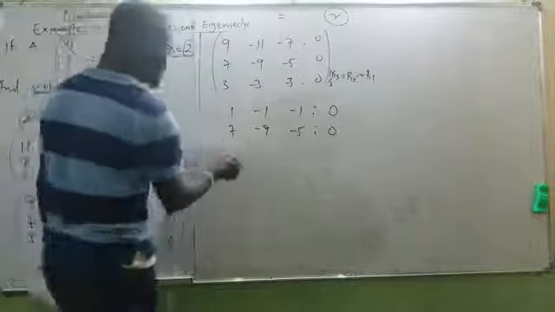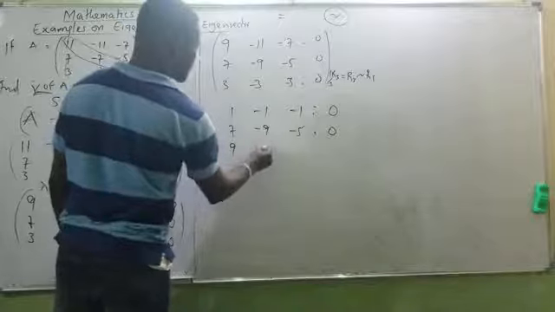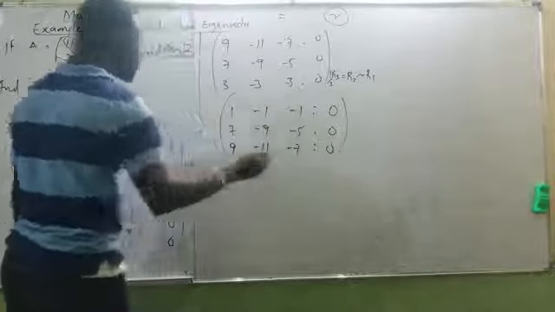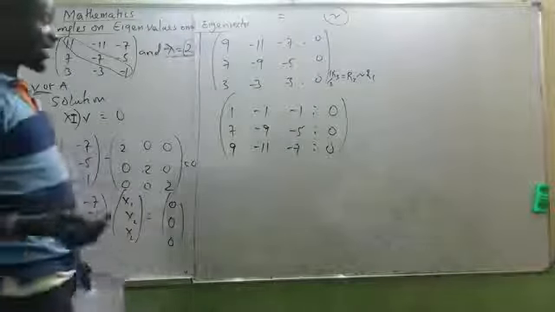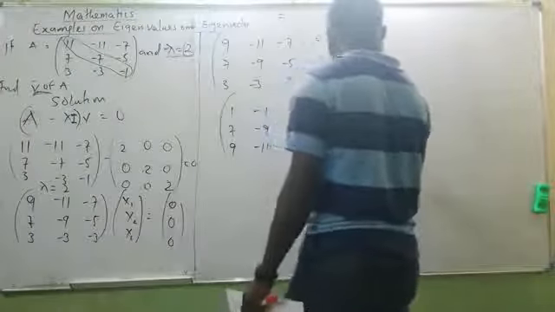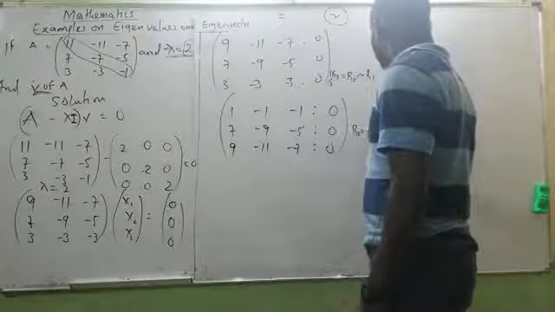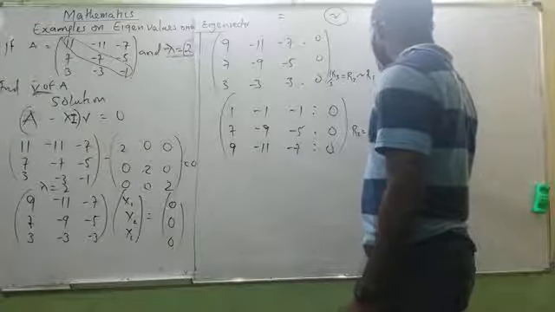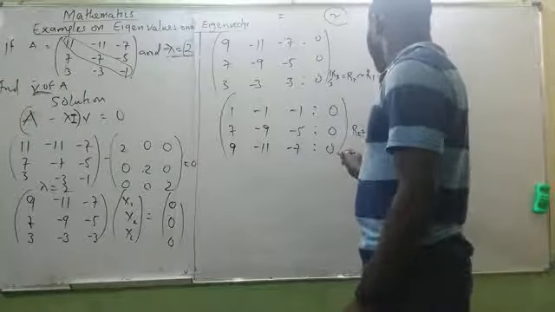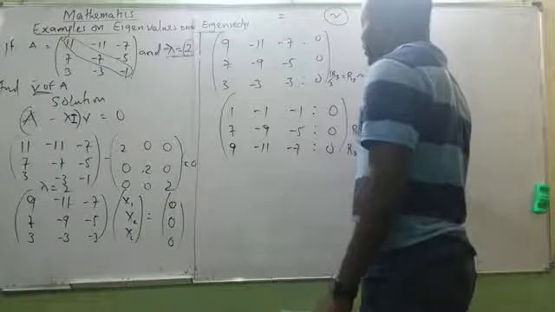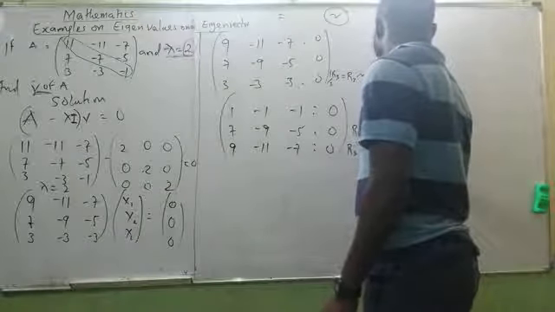Now, the next thing I need to do: this will remain my augmented column, which is 0. With what I'm having, I'm trying to reduce. Now, I can say my row 2 equals row 2 minus 2 row 1, minus 7 row 1, rather, sorry. My row 3 will equal row 3 minus 9 row 1.